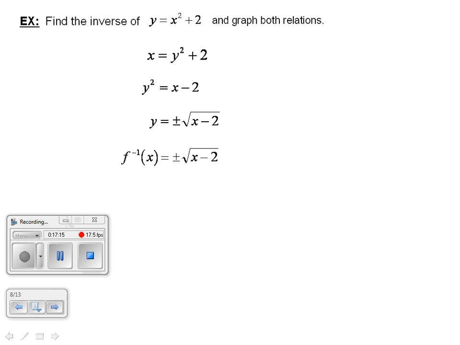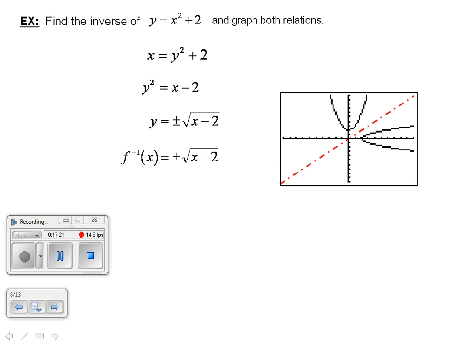So when I go to graph these, here's my parabola. I have my line of reflection there, and then here's my two pieces, my plus and my minus, the square root of x minus 2. So if you notice here, my inverse, this piece right there, that's not a function, right? That does not pass the vertical line test.